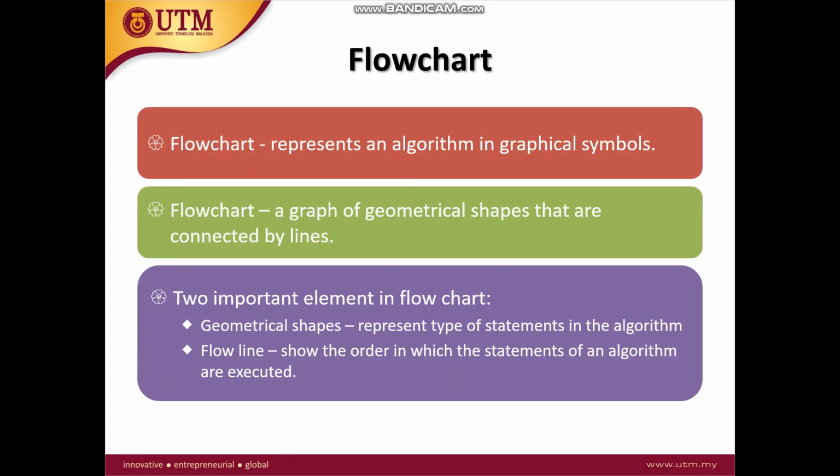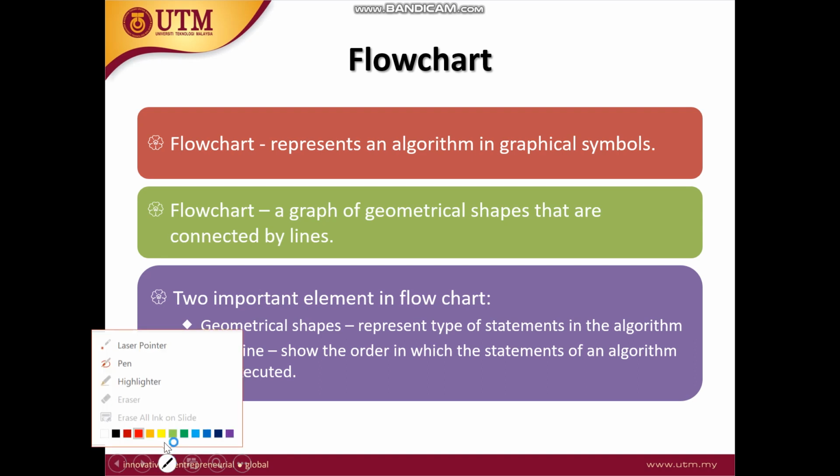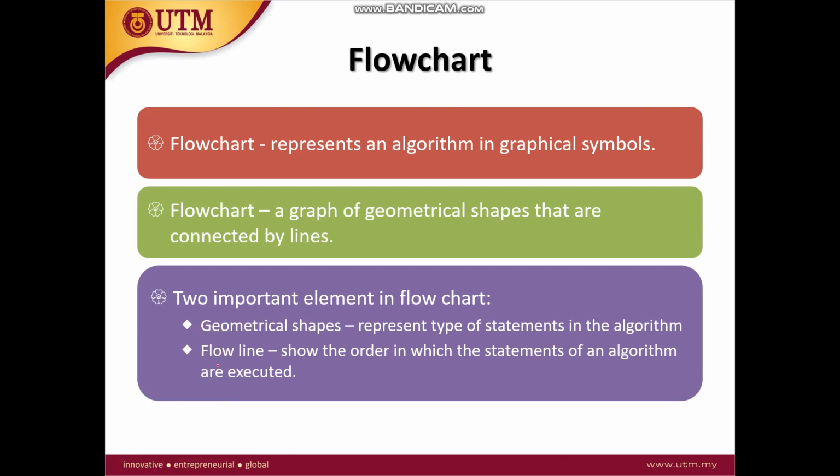Let's talk about flowcharts. A flowchart is a graphical representation of an algorithm. It is a method of solving a problem or solving algorithms. A flowchart consists of a graph of geometrical shapes and some lines which make the connection between the geometrical shapes. So we've got two main elements in the flowchart: the geometrical shapes and flow lines.